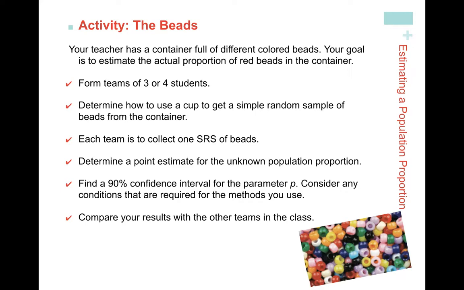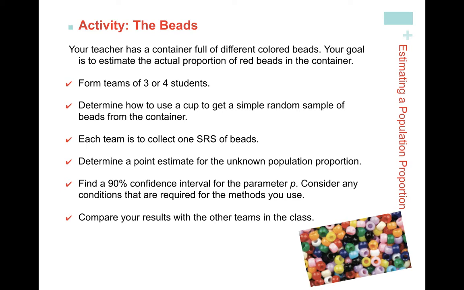So we're defining a success as red, and anything that's not red, we're defining as a not success, or a failure. So you would form teams, about 10 teams per class, and each team would get a little Dixie cup. Then you would shake up this jar of beads, and you would figure out between your team, how would you get a valid SRS?